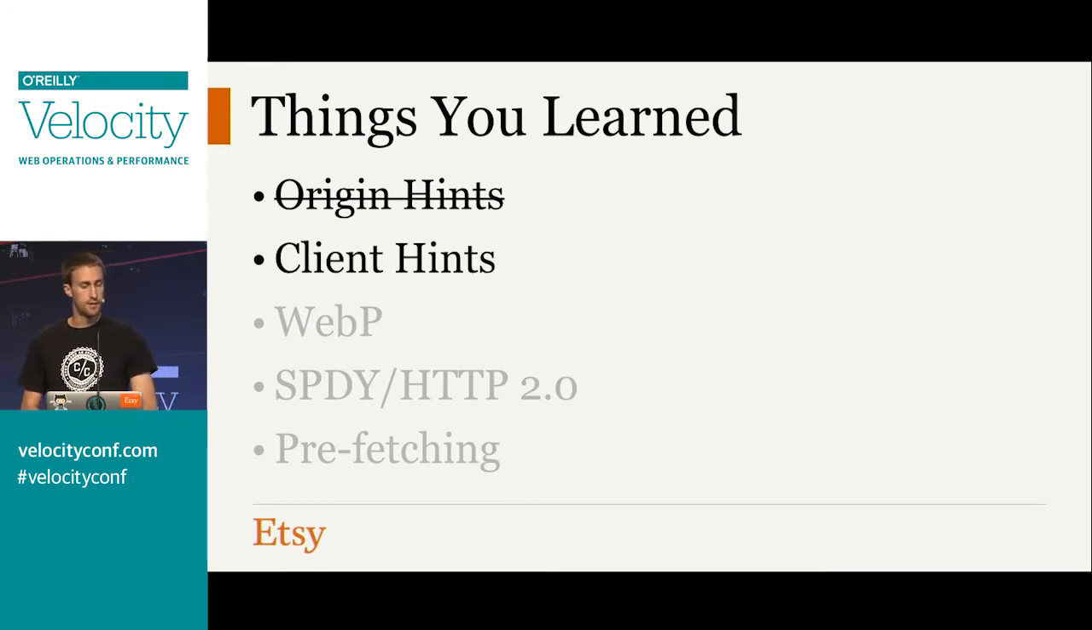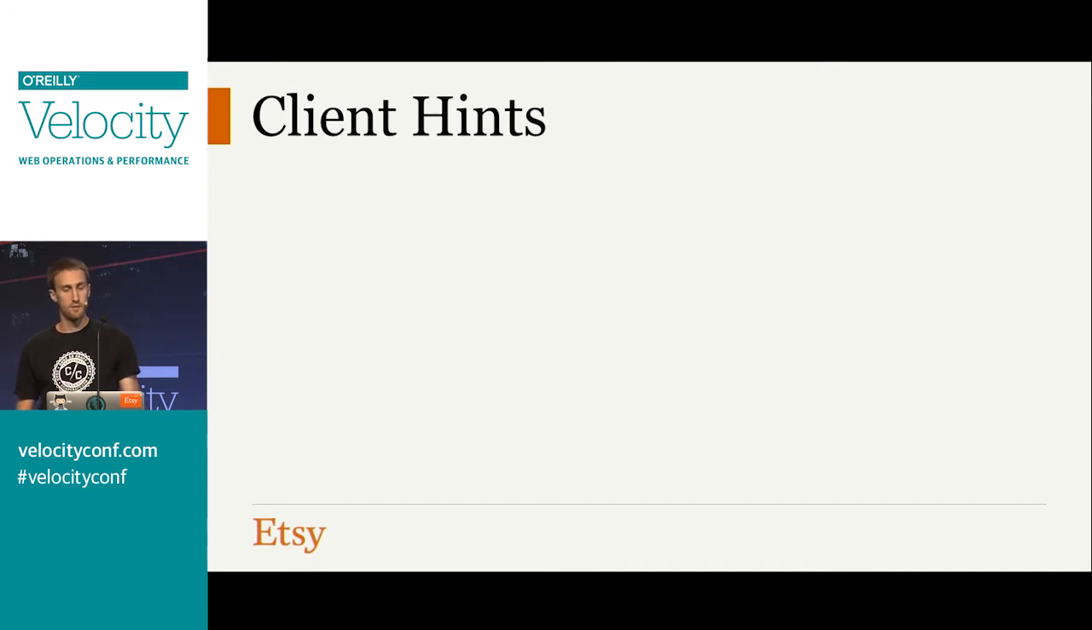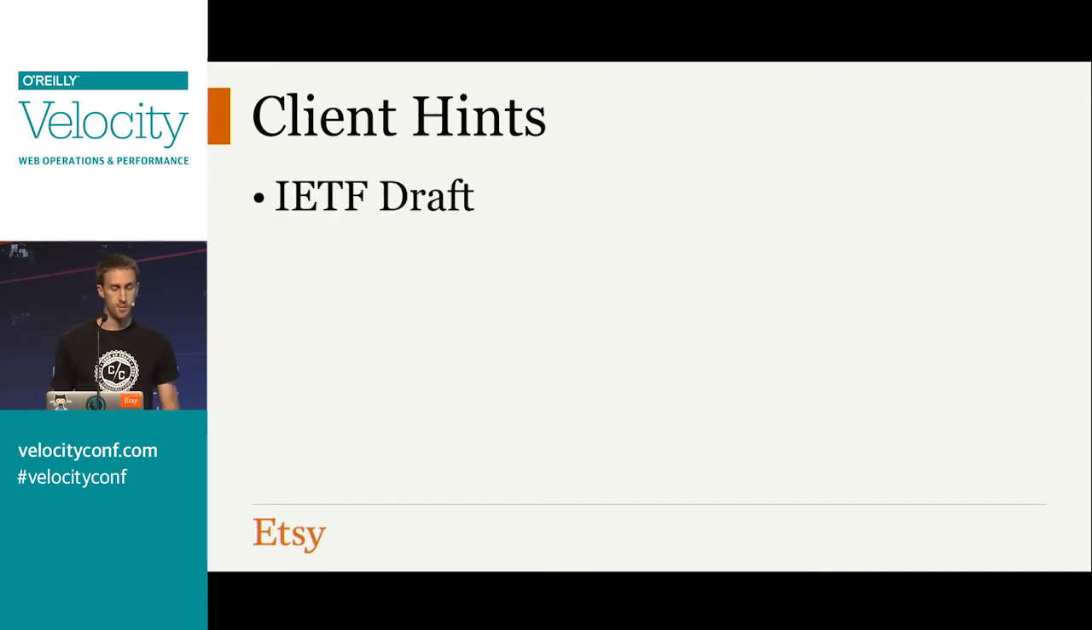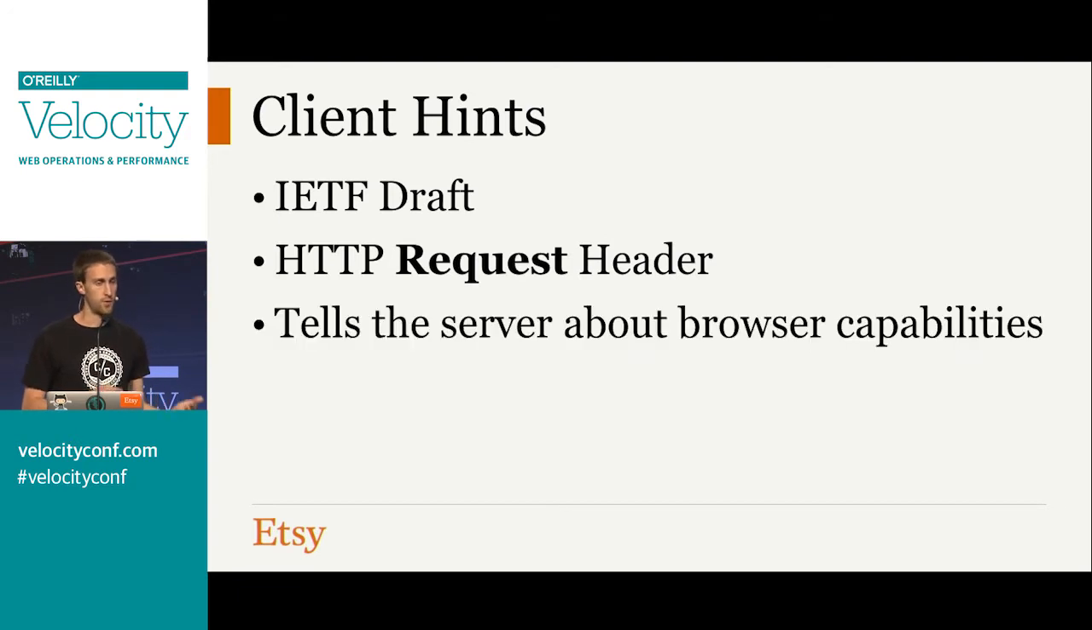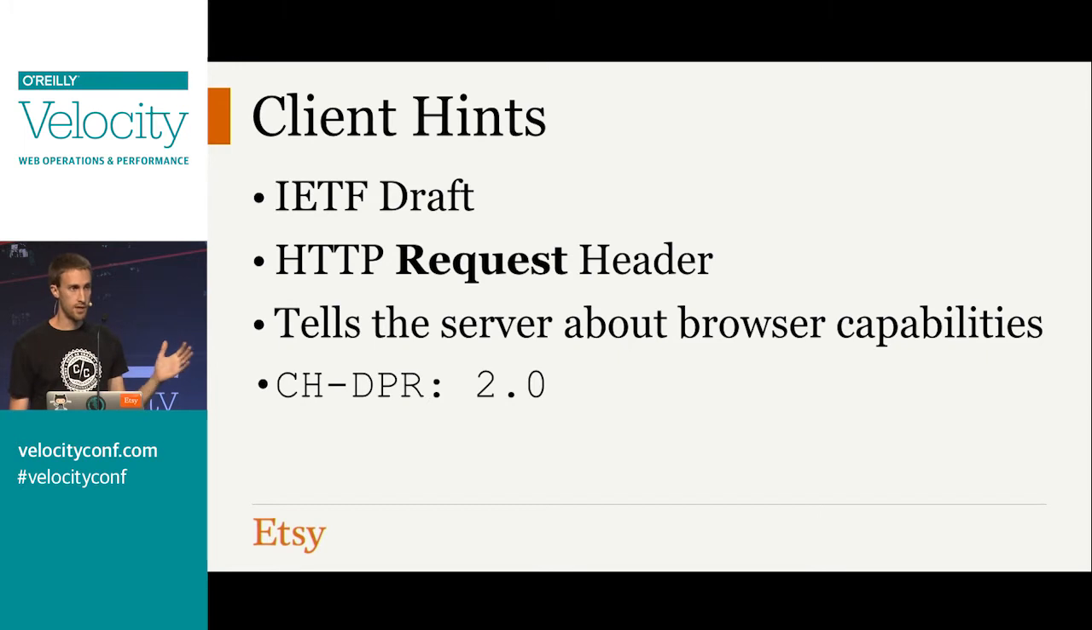Next up, we have client hints. Now, client hints are the opposite, the flip side of origin hints. It's another draft spec. This one's presented by Ilya Grigorik. This is implemented as a request header, so the browser is sending this to the server. And again, this tells the server about the browser capabilities. So think about the opposite side of origin hints. And the header, again, is pretty simple. Client-Hint DPR, that's for device pixel ratio, is 2.0.